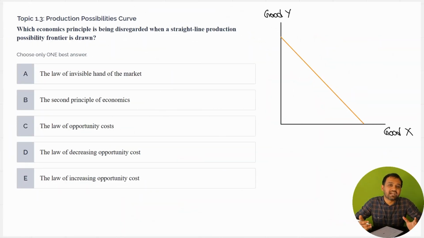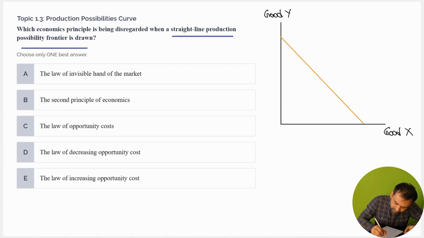In this question, we are being asked, which economics principle are we ignoring when we draw a straight line PPC? Well, the key concept here is a straight line PPC. So let's think about what it means. When you have a straight line PPC, it means the opportunity cost of producing either of those goods is constant.